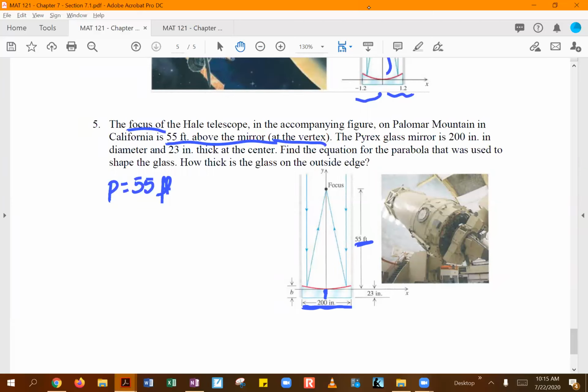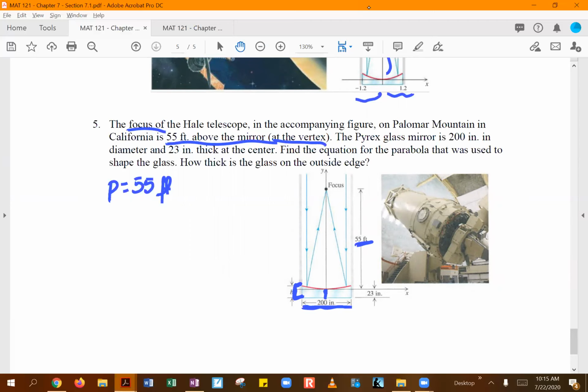So that's that red line you can see in the image, here's, I guess, the telescope over here. They basically want to know what is the equation of that parabolic surface, which is the red line, that was used to shape the glass. And they want to know what is the thickness of the outside edge. So that's going to be the thickness of this one. We know the center distance is 23 inches, but you can see how this mirror curves up a little bit. So you have a little bit of that extra distance. So they want to know what is the outside thickness of the glass as well.